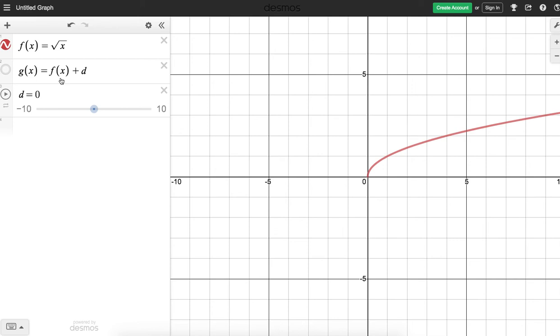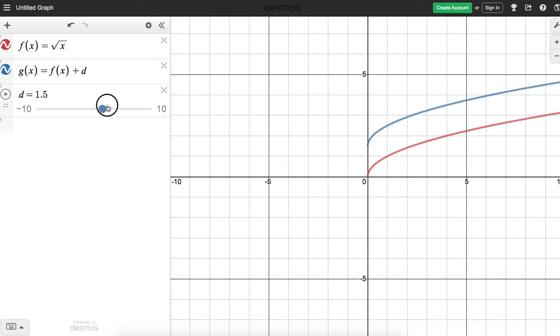G of x is f of x plus d. So right now d is 0, which means they're the same, because square root of x plus 0 is just the square root of x. But now let's see what happens if we add a positive number to that. So here's the graph, in blue, of f of x is the square root of x, and then a plus 1. So this would be the square root of x and then plus 1 afterwards.